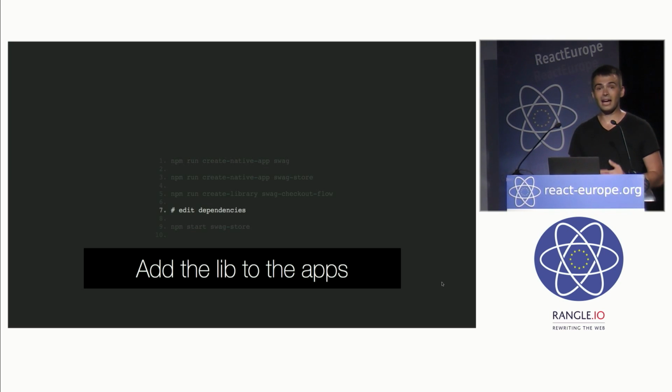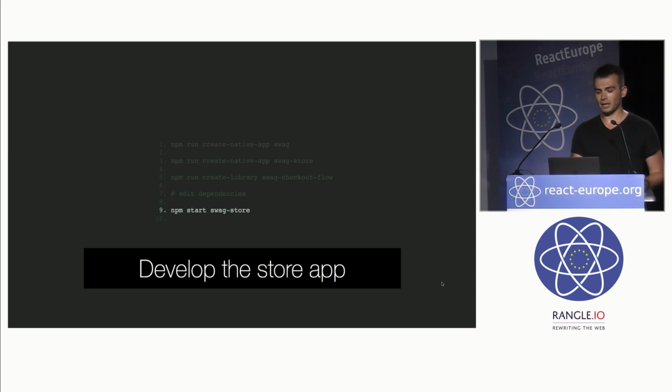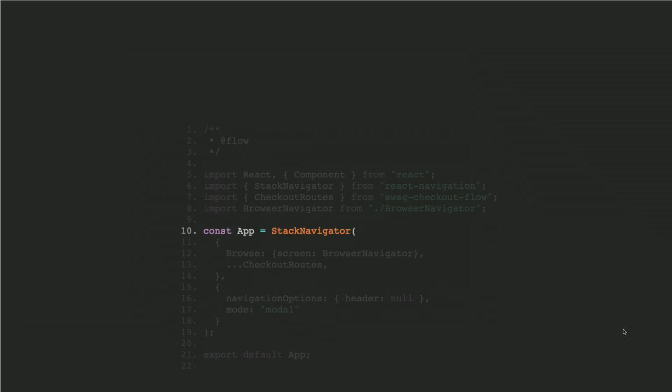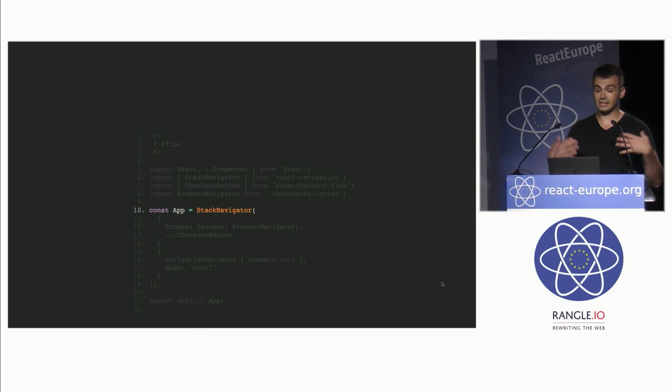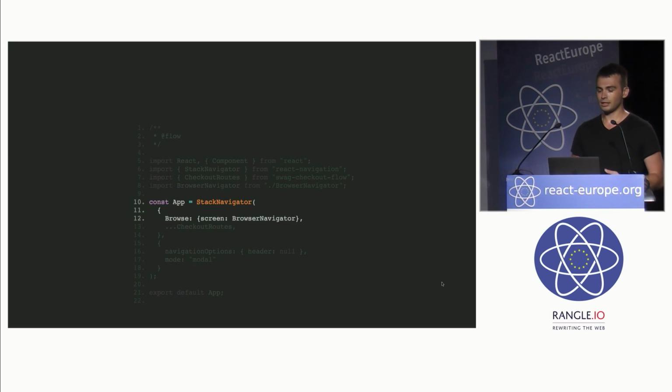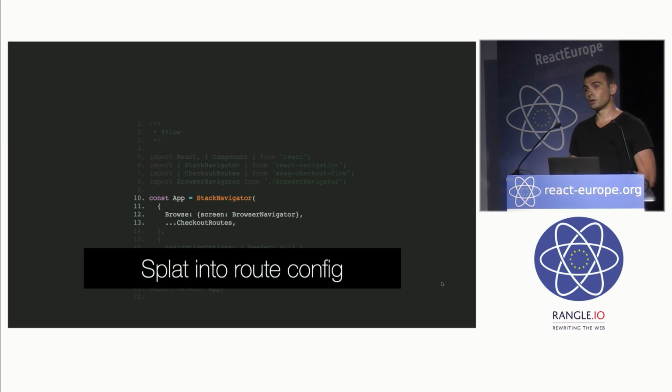Now what we want to do is add the library to the native applications, just by editing the package.json. And then we can start one of the applications. In this case, let's develop the swag store. So again, this is just a pretty straightforward app navigator, right? A stack navigator with a bunch of different things on top of each other. And the first thing that's going to be in there is our browsing experience. It's going to be the lowest thing in the stack. But then we also want to be able to link to various things inside of the checkout flow. So we're going to splat in all of our checkout routes such that we can navigate to them.